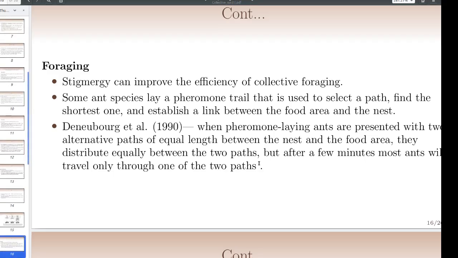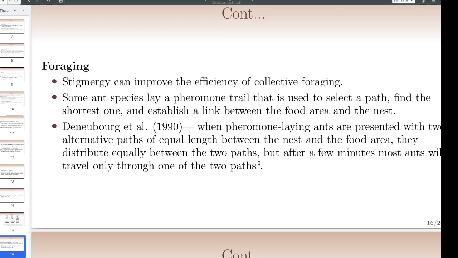The next collective behavior is foraging. Here also we can use the property called stigmergy, which can improve the efficiency of this collective foraging technique. Some ant species lay a pheromone trail which can be used to select the shortest path to establish a link between the food area and the nest. It was studied by Deneubourg et al., and they came up with some results.